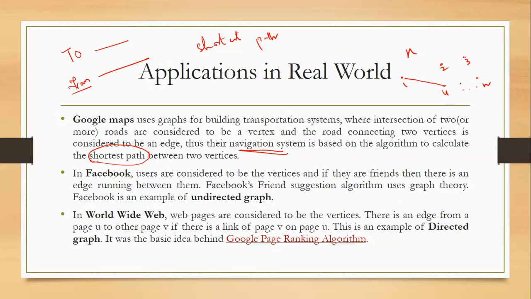And if 3 and 2 are friends, there is an edge connecting them. And then finally, if 4 and 3 are friends, here we have an edge. So what will happen is 4 is friends to 3, 3 is friends to 2.